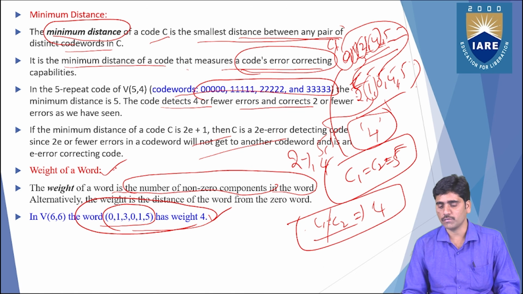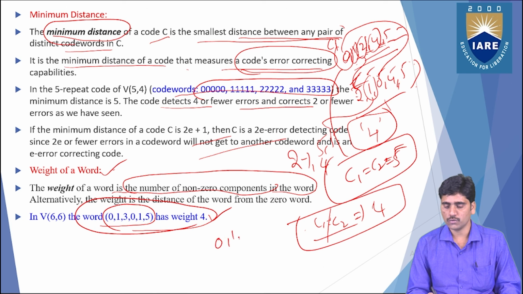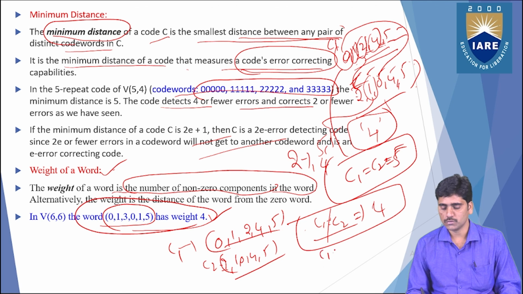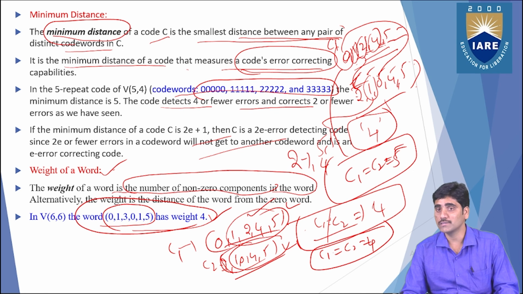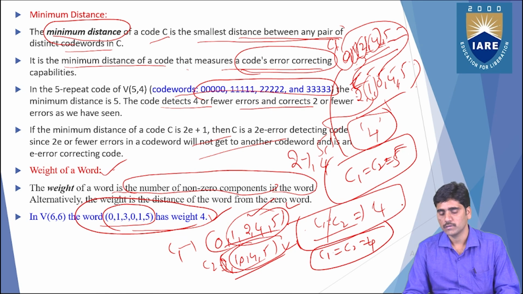And the last one is the weight of your word. So this is C1, which is 0, 1, 2, 4, 5, and C2 is 1, 2, 1, 0, 4, 5. From these two, the weight of a code word is the number of non-zero elements. How many are there? Here 4, and here also 4, right? So 4 is the weight of your word. The weight of your word is the number of non-zero elements in the word, so the weight is 4 for these two words. This is the way you can understand Hamming distance, minimum distance, and the weight of your word.